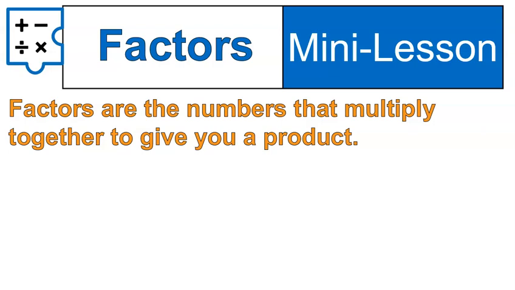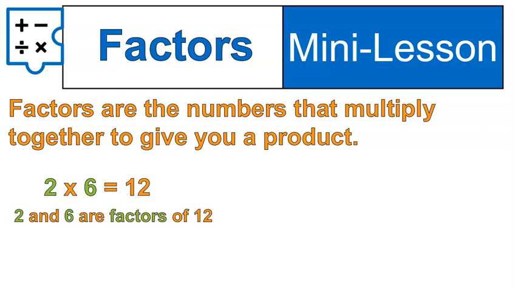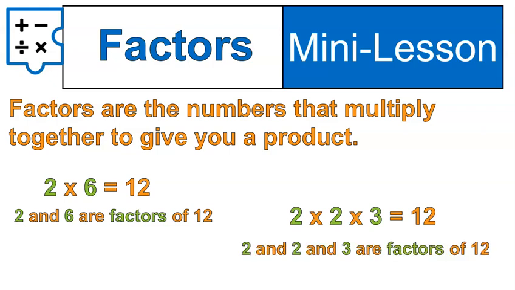Factors are numbers that multiply together to give you a product. We talked about that in our previous lesson. I gave you this example that 2 times 6 equals 12. That 2 and 6 are factors of 12. But we could also say 2 times 2 times 3 is 12. Therefore, 2, 2, and 3 are factors of 12. You don't always have to have a factor pair. And although we did list factor pairs in our previous lesson, what we're doing today is going to be a little bit different, but kind of along the same lines.